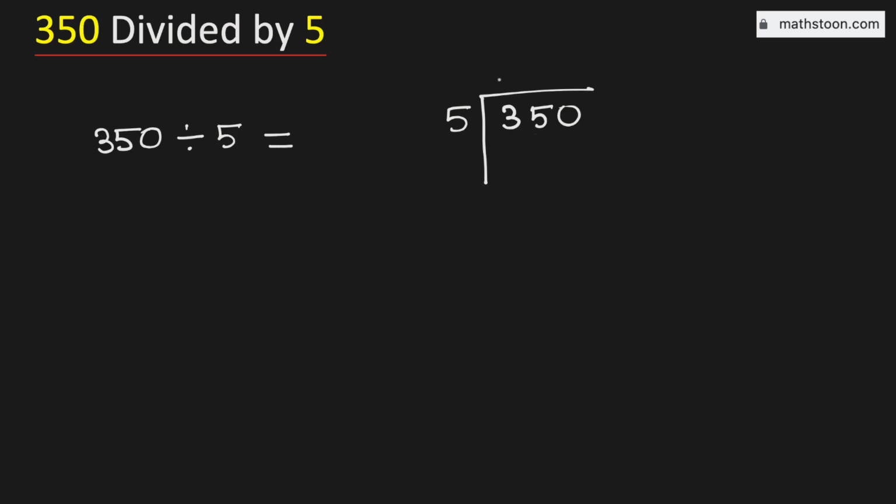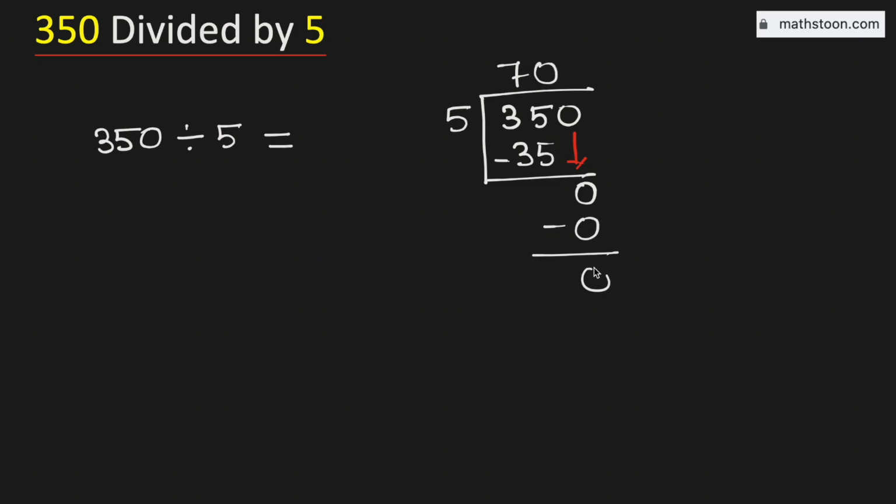We know that 5 times 7 is 35. Subtract, we get a 0. As 0 is less than 5, so we will bring down this number 0 here. Now this is the number 0, so we will remove one 0. And we know that 5 times 0 is 0.